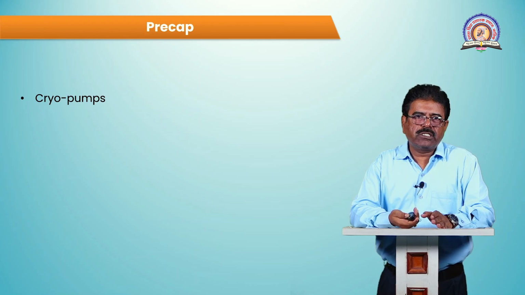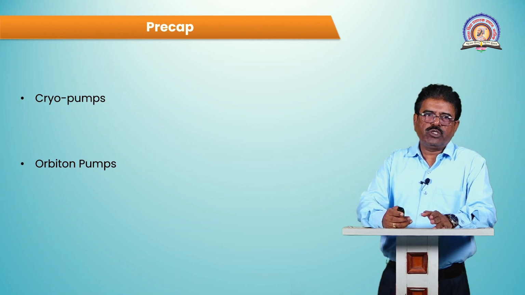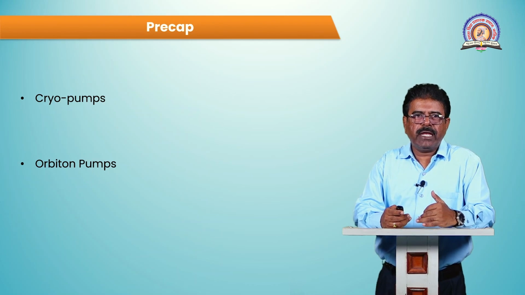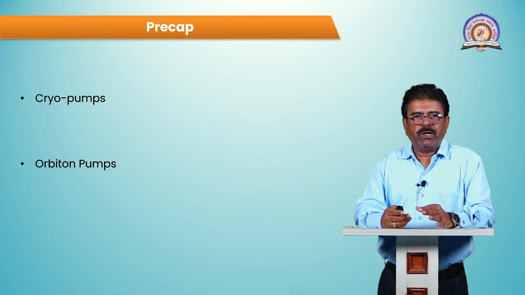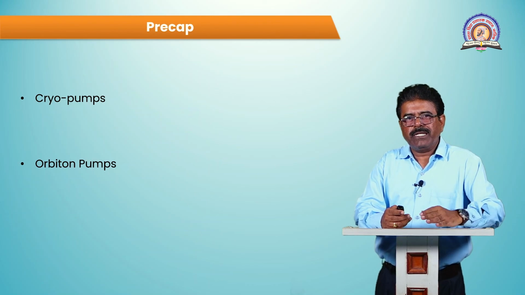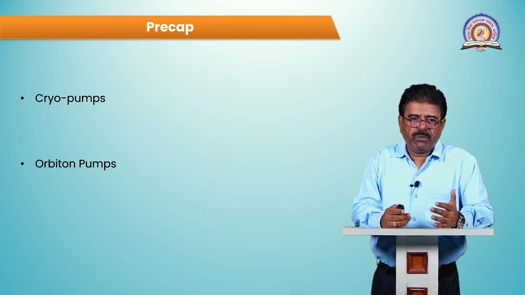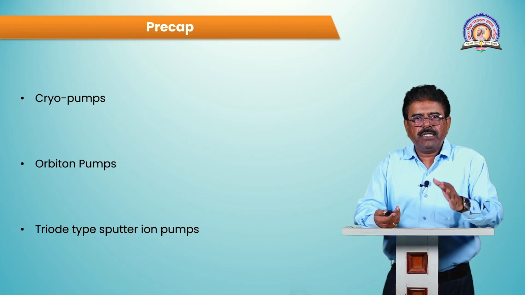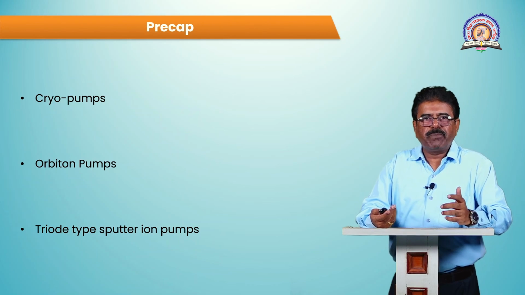In the next lecture, there are some other types of capture pumps also. For example, cryo pumps, which are based on cryosorption and cryodesorption. Both these types of pump will be discussed. Then one more type, orbitron pumps, are also there. These are also a type of capture pump. Both these types we shall study in much more detail in the next lecture. Then the triode type of sputter ion pump is one more type of capture pump.